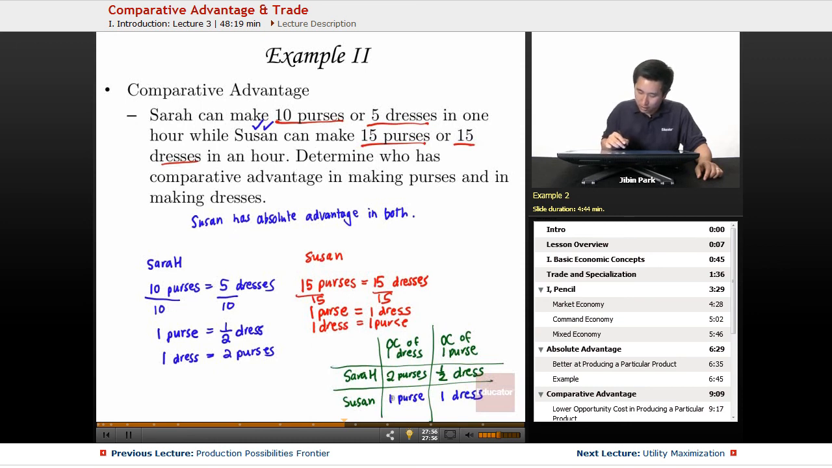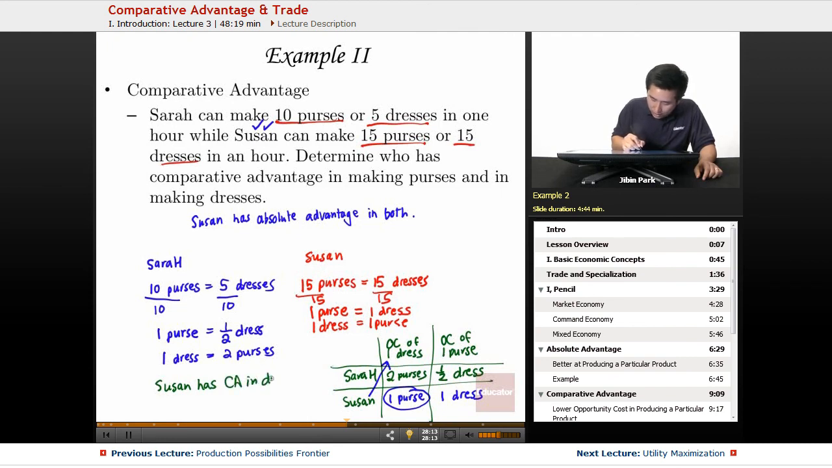So who has comparative advantage? Well, Sarah is giving up 2 purses to make 1 dress, whereas Susan is only giving up 1 purse. So this is lower, and Susan has comparative advantage in making dresses, whereas Sarah has comparative advantage in making purses. Why? Because 1/2 of a dress is less than 1 dress. So Sarah has comparative advantage in purses.